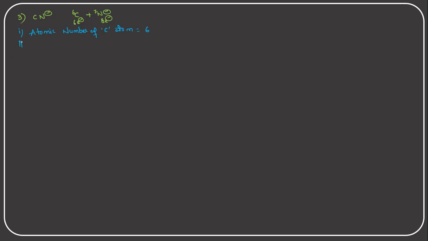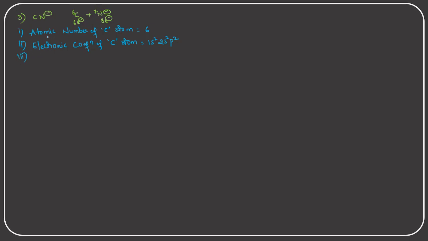So what will be the electronic configuration? The electronic configuration of carbon atom is 1s2, 2s2, 2p2, right? So total 6 electrons are there. They are arranged in the orbitals, and this 6 is the proton number, that means atomic number. So this should be equal in order to form a neutral gaseous atom, that is for carbon.